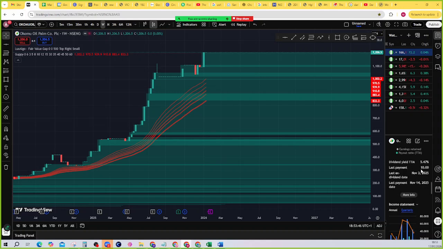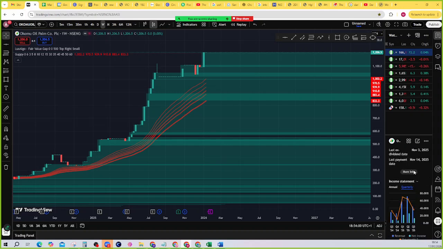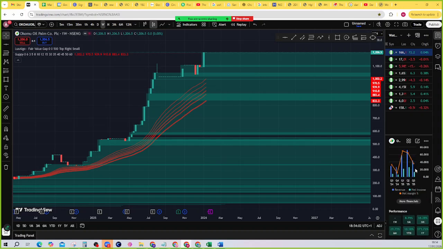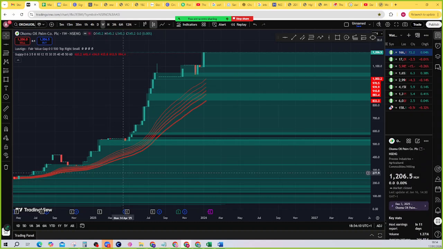Last payment 10 naira. How can they pay 10 naira last payment? And the stock is at 1000 something, and the dividend yield will now be 5%. I don't really understand this one again now. I don't understand this one. So those are just the things that you look out for in that stock.